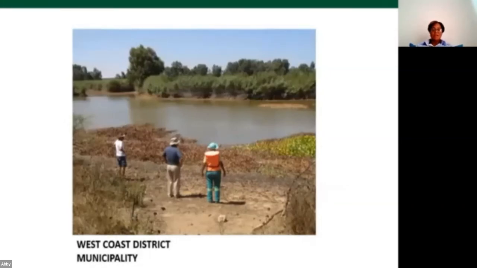Then that's about the four service providers that are doing the implementation for the special projects in the Western Cape.